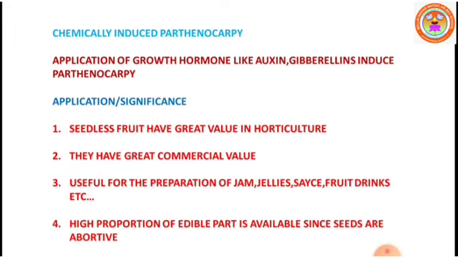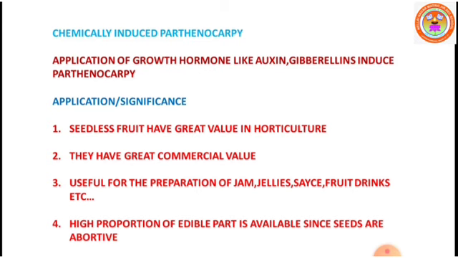Now move to the next, children, chemically induced parthenocarpy. Sometimes farmers used to spray some chemicals called phytohormones or plant hormones. These hormones naturally induce the ovary to develop into fruit without the act of fertilization. Hence it is called what? Induced parthenocarpy. People used to say artificial.